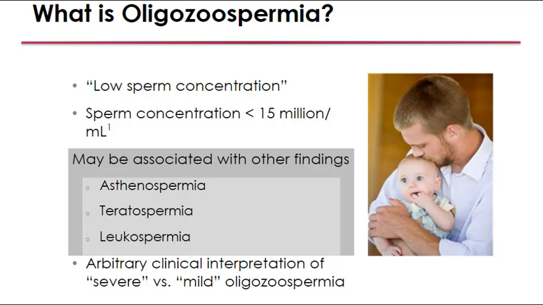Oligozoospermia can be associated with other findings, such as asthenospermia, teratospermia, and leucospermia. Some clinicians consider sperm concentration below 5 million per milliliter to be severe. It should be kept in mind that such definition is purely arbitrary.